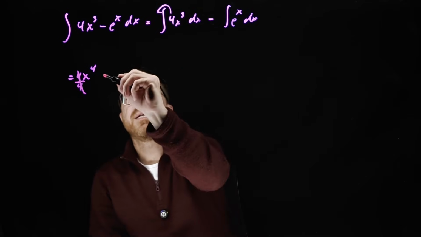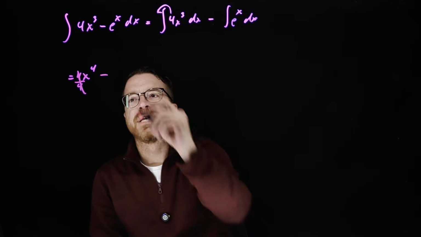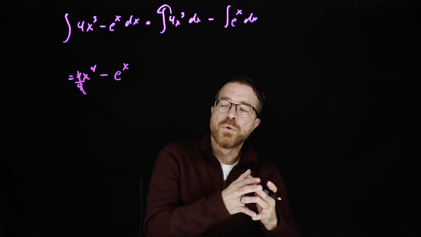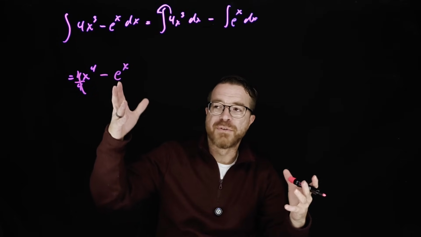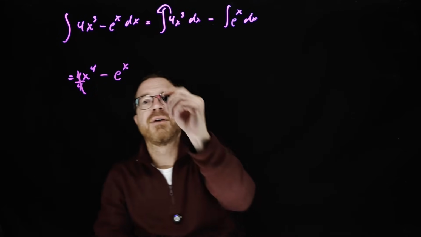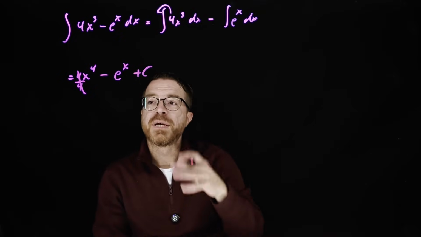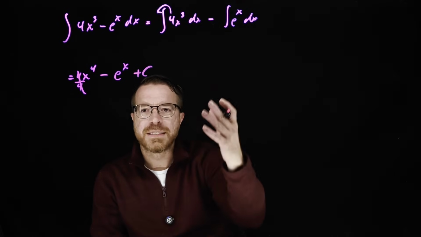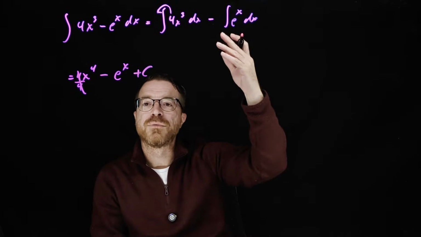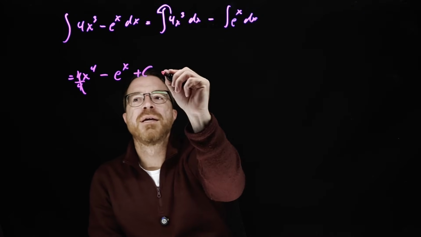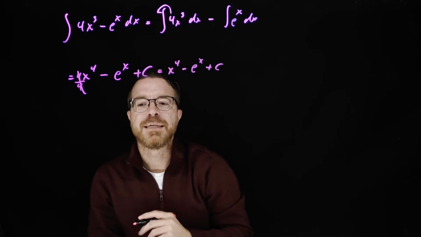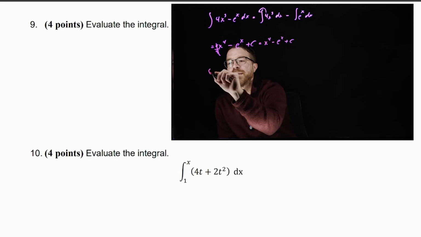Next, we're going to take minus the antiderivative of e to the x. Well, the antiderivative of e to the x is e to the x. Now, because we're doing an indefinite integral, we don't have any values or limits for our integration. So in this case, we're just going to have some plus c, just like before, because our antiderivative of x to the 4th, so in this case 4x cubed, would be plus c. And the antiderivative of e to the x would be plus c. And then we combine those c's, so we end up with x to the 4th minus e to the x plus c.